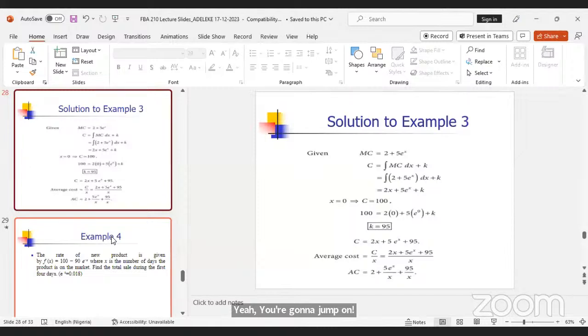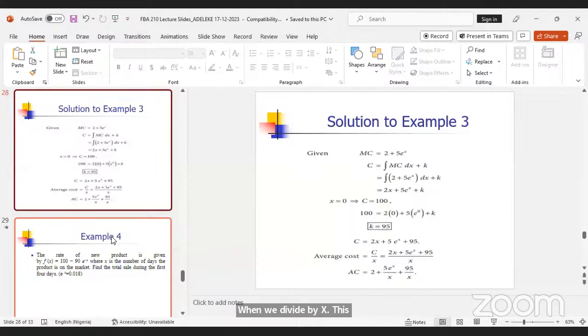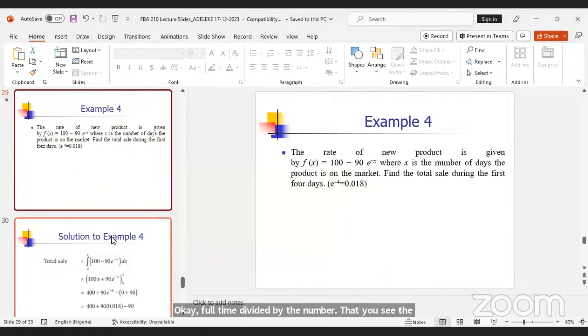Hello? Do we have any issue with this? No, sir. Michael, do you have any issue? No, sir. All right. So I think this is straightforward enough. How do we get the average cost? You divide by x. This is the average. x is the number of units that was produced. The total cost divided by the number gives you the average. So this is straightforward. It's just unfortunate that we started very roughly.